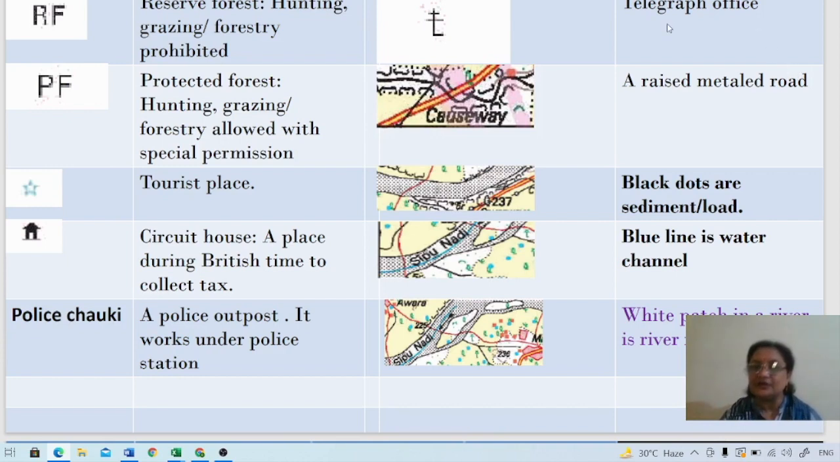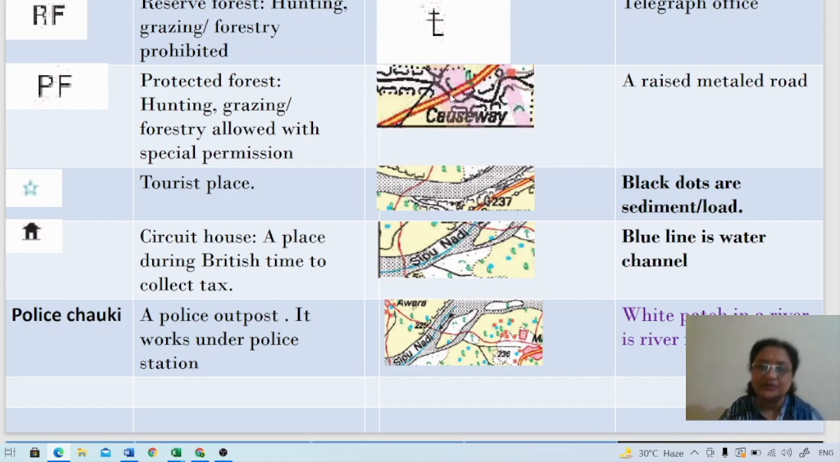Next is the telegraph office, then a raised metal road. Black dots in the river show the sediment deposition. Clear? A blue line is the water channel flowing through a seasonal river. And then white patches in a river are called riverine islands. Okay, these are riverine islands. One more thing I want to tell you, children, that is the causeway. In this symbol you can see the causeway, and I think it's not so clear for you, so I'm showing you the next picture also.